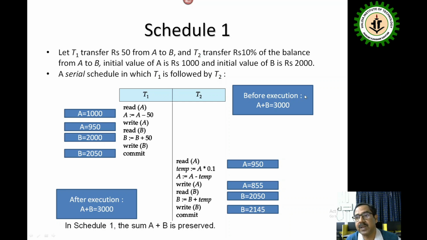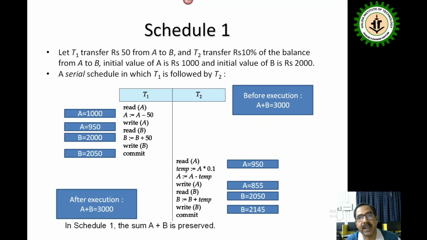Now check before execution the sum of A plus B, the total amount of account holder A and account holder B. The initial value of account holder A is 1000. The initial value of account holder B is 2000. So 1000 plus 2000 is 3000. After successful completion of this schedule, that means T1 and T2, the sum of the balance of A plus B is also 3000. If you add the values 855 and 2145, we get A plus B equals 3000. That means in this schedule, the sum of A plus B is preserved. So we say that consistency is satisfied.